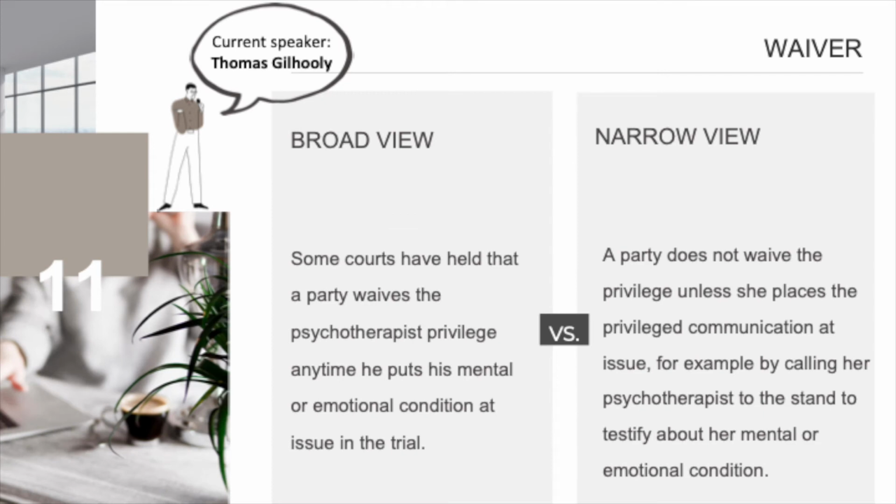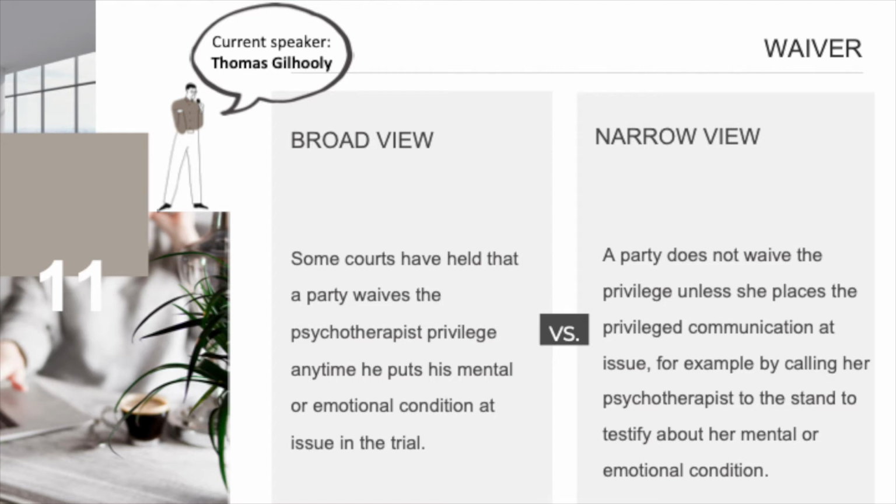Waiver of privilege is technically distinct from exceptions to privilege. It's more of a situation where the privilege simply doesn't attach. A party may waive the privilege by voluntarily disclosing a confidential communication to someone else. Despite this technical distinction, federal courts often describe the previously mentioned patient litigant exception as an implied waiver of the right.